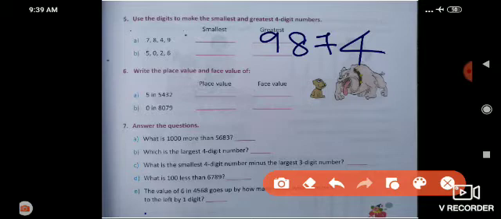9874 is the greatest number. B sum you have to do. Write the place value and face value of the numbers. We are going to write the place value and face value. What is the difference between place and face?